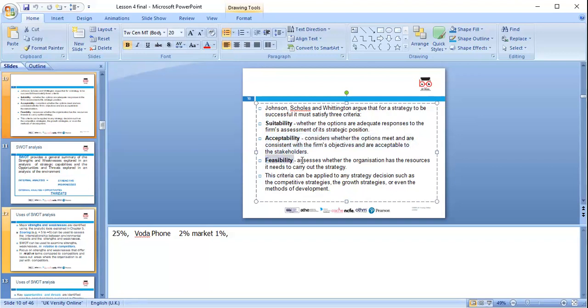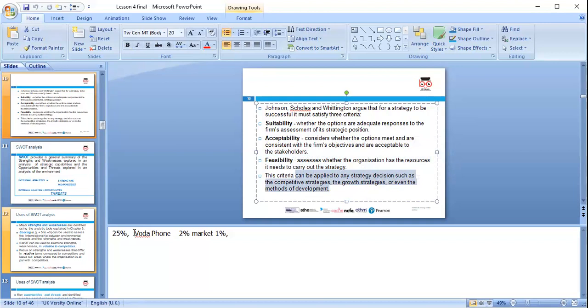Feasibility: assess whether the organization has the resources it needs to carry out the strategy; you make a feasibility study of it. Suitability, acceptability, and feasibility. Yes, that's the SAF model, the criteria which we can use. We apply the criteria to strategic decisions such as competitive strategy and growth strategy.